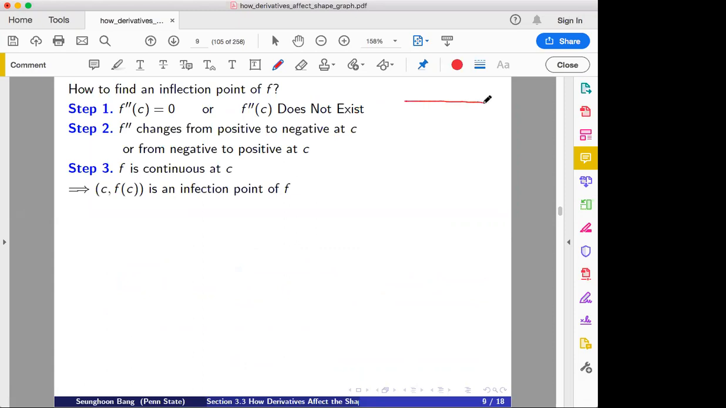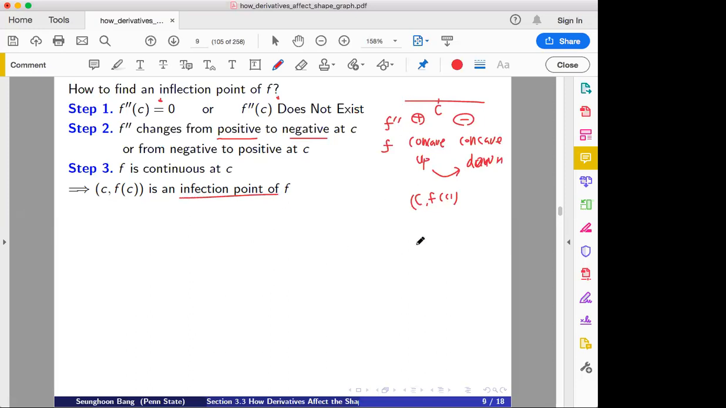Does it make sense? Here, f double prime of C is 0 or does not exist. Next, you can check the second derivative here. Positive to negative. What does it mean? Positive means the graph of f is concave up. Negative, concave down. The concavity changed from up to down. So C, f of C is an inflection point.